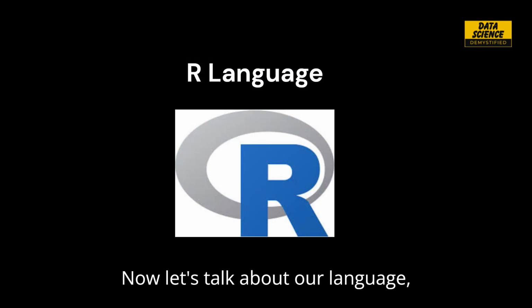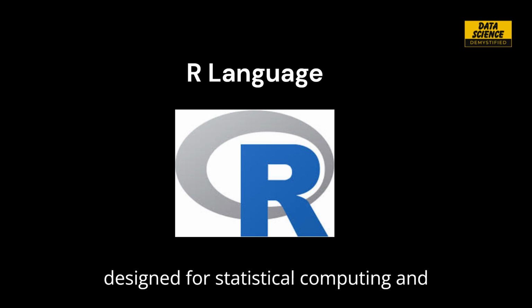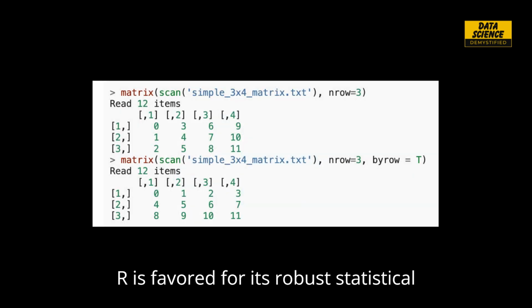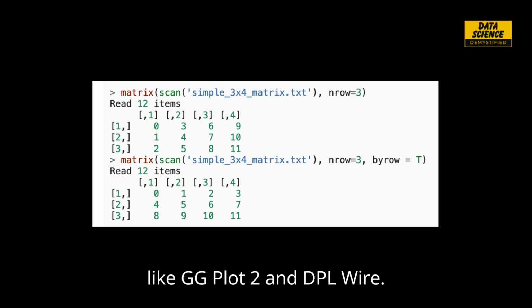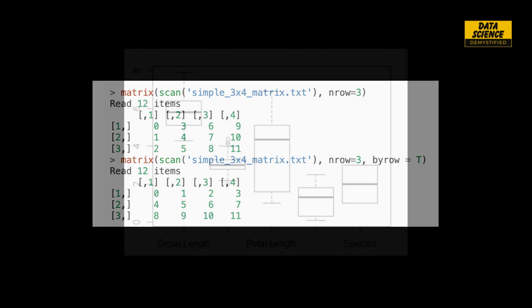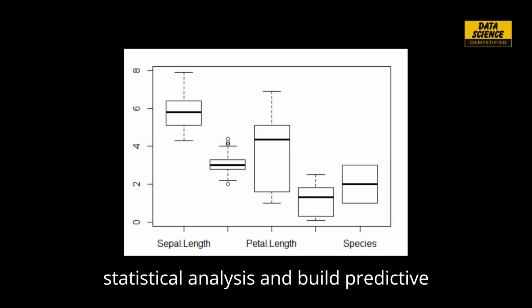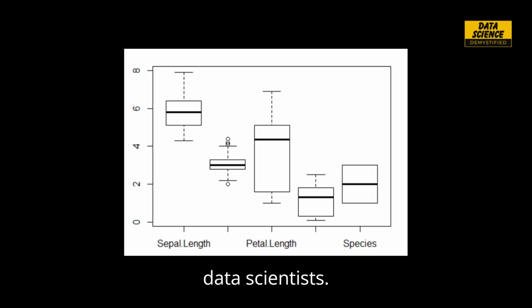Now, let's talk about R, another powerful tool specifically designed for statistical computing and graphics. R is favored for its robust statistical capabilities and comprehensive libraries like ggplot2 and dplyr. With R, you can conduct advanced statistical analyses and build predictive models, making it a valuable tool for data scientists.